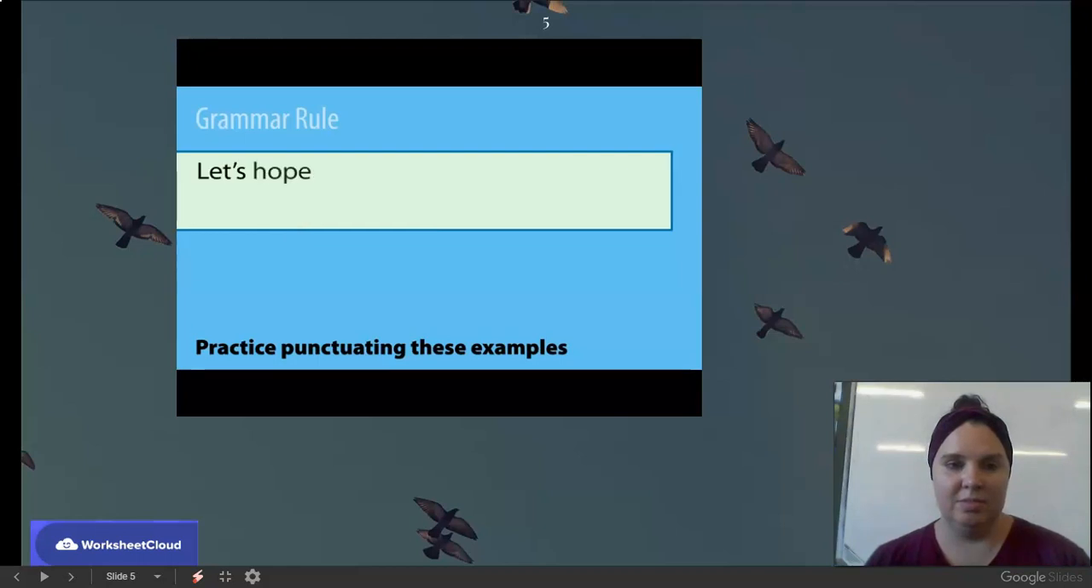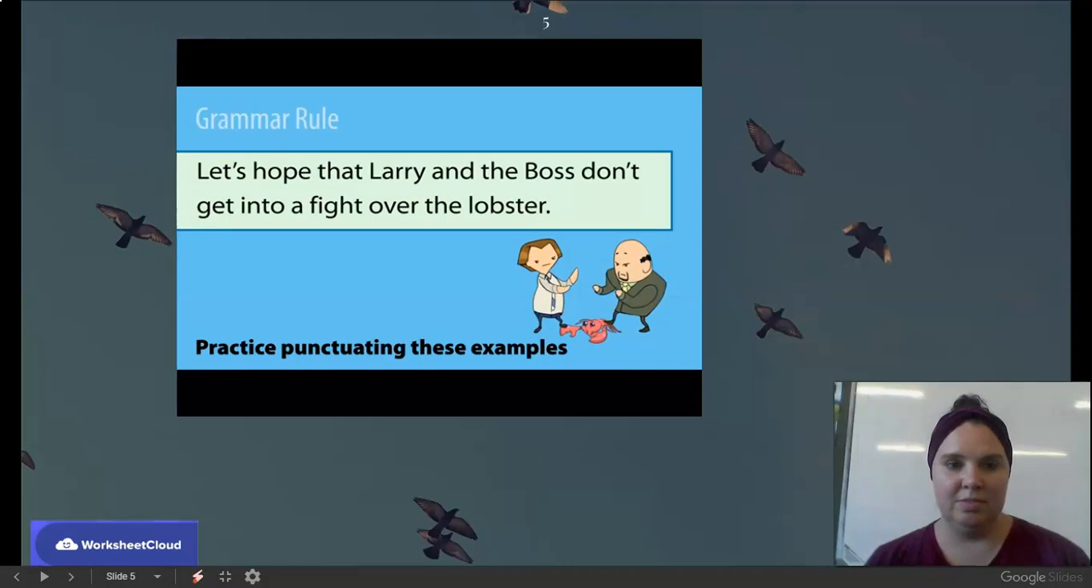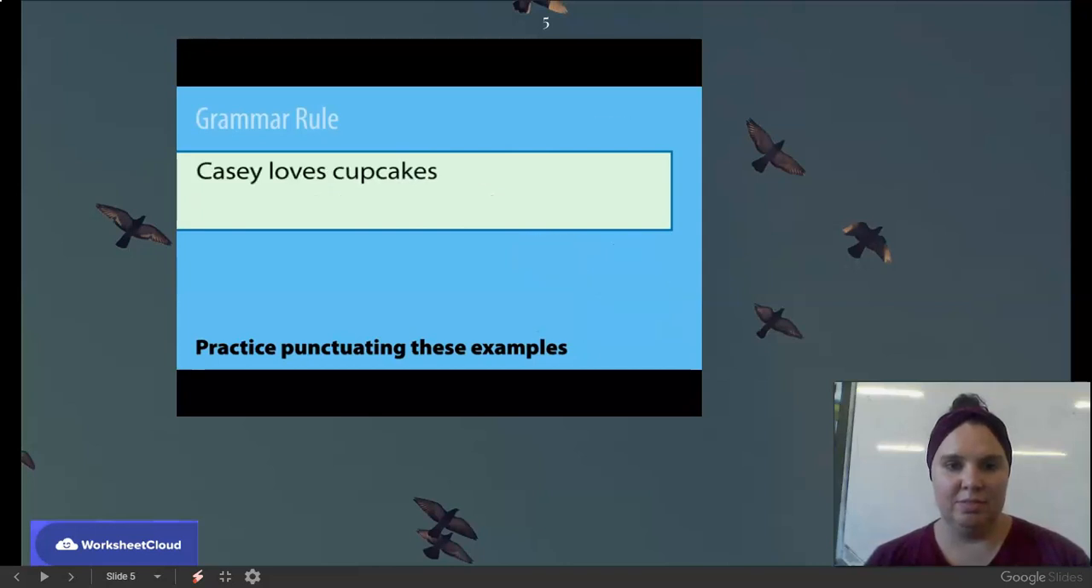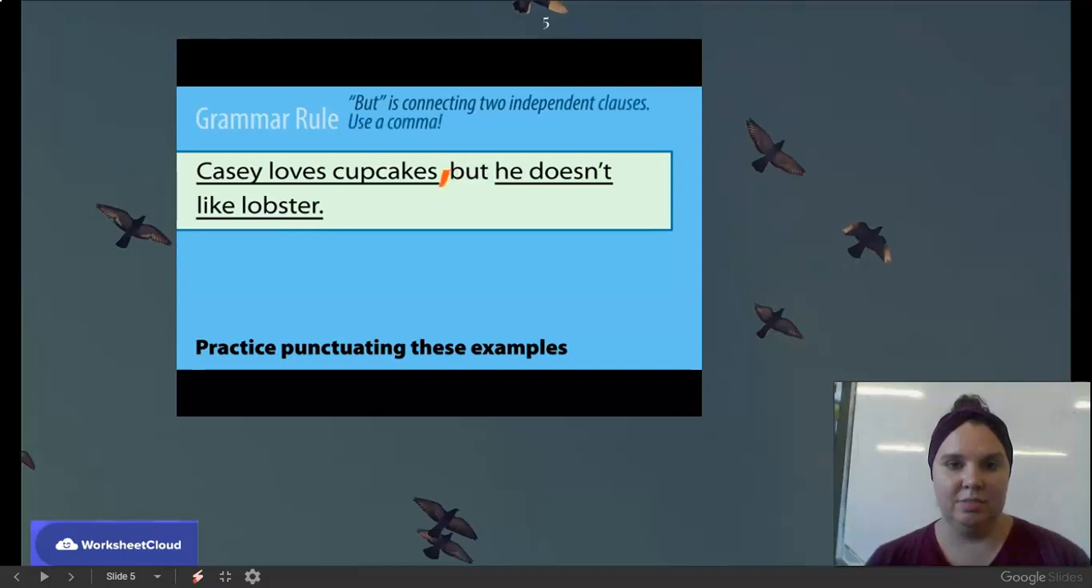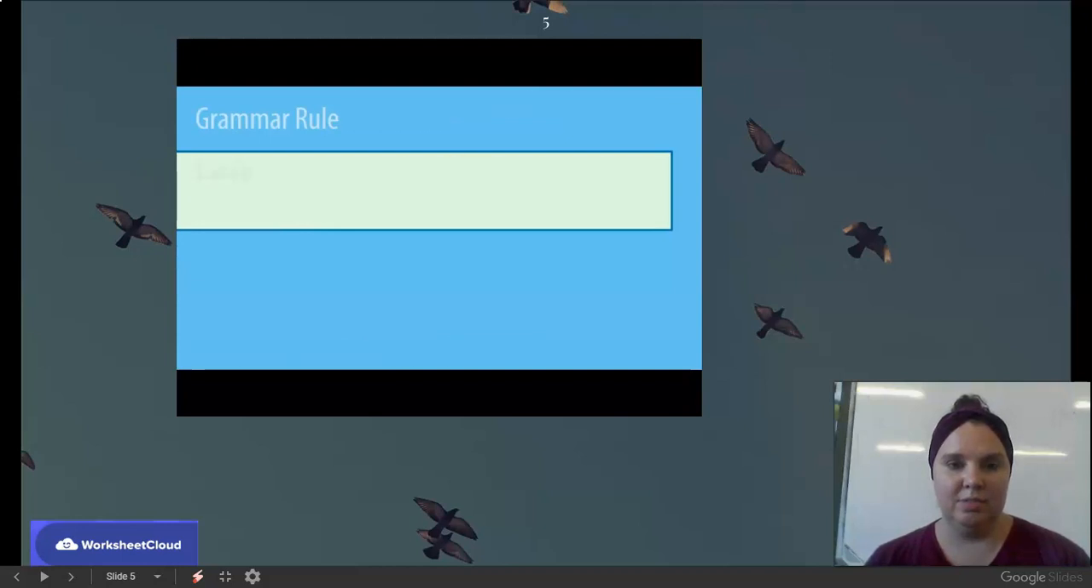Yes, use commas in a series. Let's hope Larry and the boss don't get into a fight over the lobster. And is a fanboy, but it's connecting 2 nouns. No comma. Casey loves cupcakes, but he doesn't like lobster. The fanboy but is connecting 2 independent clauses. Use a comma.